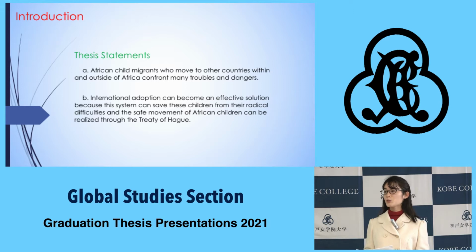African child migrants who move to other countries within and outside of Africa can confront many troubles and dangers. Under these difficult situations, international adoption can become an effective solution because this system can save these children from their radical difficulties, and the safe movement of African children can be realized through the Treaty of Hague.